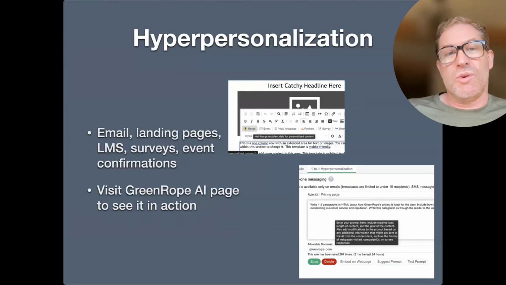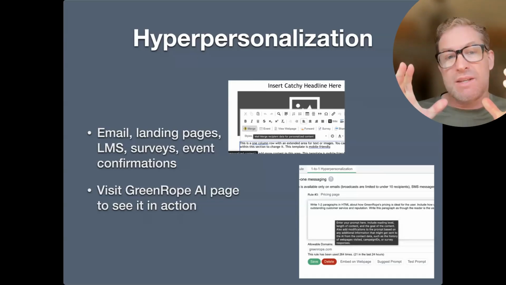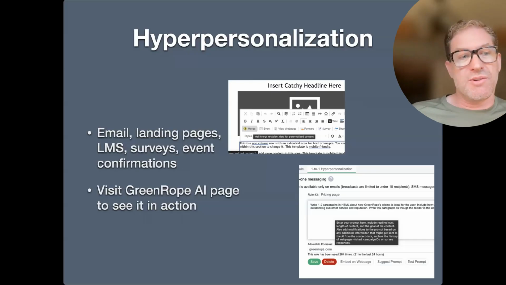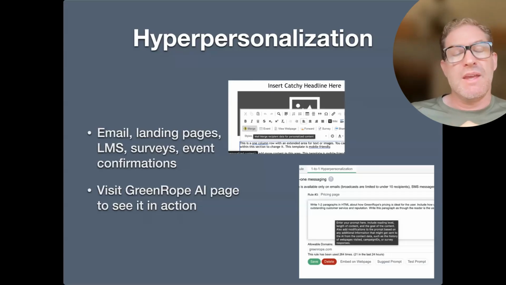The reality is, if you want to leverage AI to help you effectively communicate with a lot of people, you use what's called hyperpersonalization. What that does is it allows you to embed content within a message, whether that's on your website, on landing pages and surveys, whether you're using event confirmations or you've got an embedded learning management system. All of that is personalized for the actual contact you're sending that to.